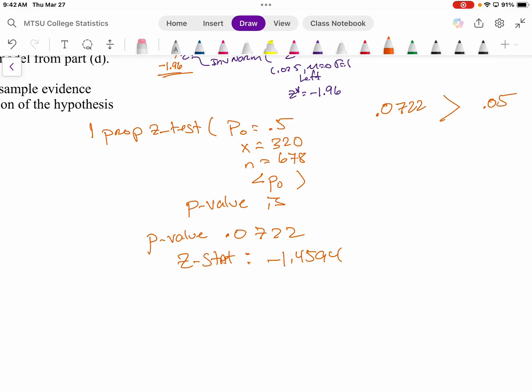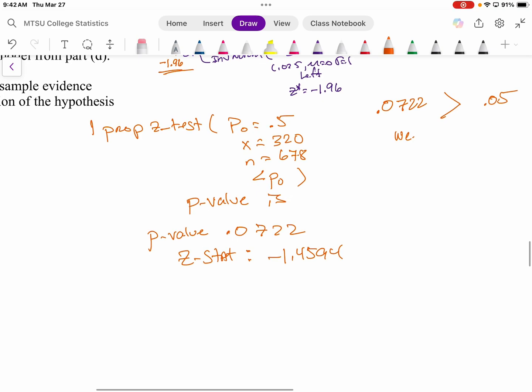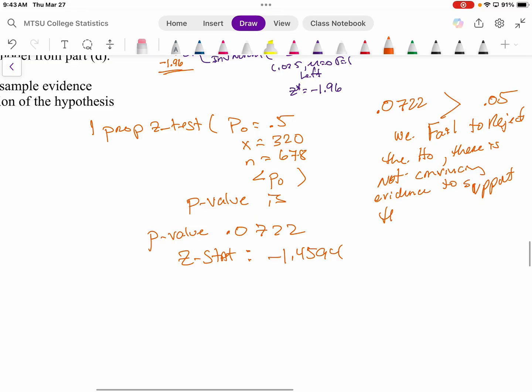Yeah, that one's bigger there. So since our p-value is bigger than our alpha, we fail to reject the null hypothesis. There is not sufficient or convincing evidence to support the claim. Again, I have to go back and see what the claim is.